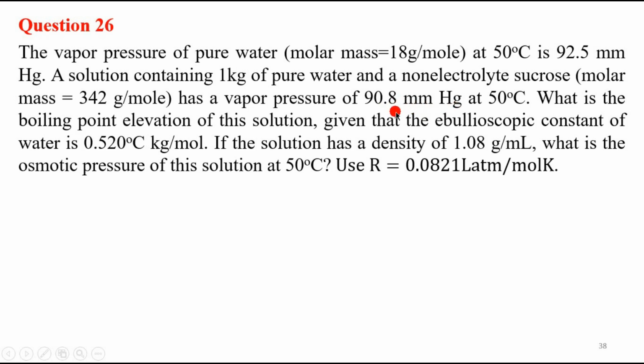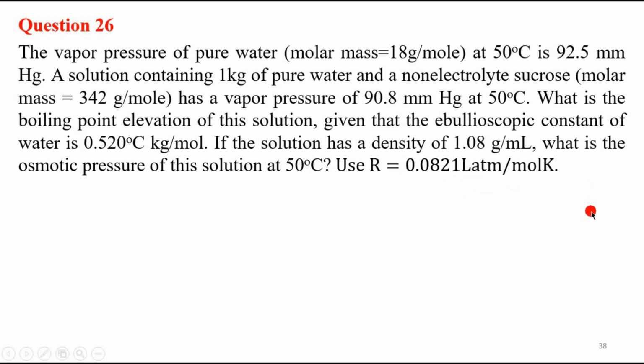That means the vapor pressure of the solution. So we have the vapor pressure of the solution and the vapor pressure of the pure solvent. What's the boiling point elevation of this solution, given that the ebullioscopic constant, or the boiling point constant, was given as this one? If the solution has a density of 1.08 gram per milliliter, what is the osmotic pressure of this solution at 50 degrees Celsius? They asked me to use the gas constant, which is equal to this one.